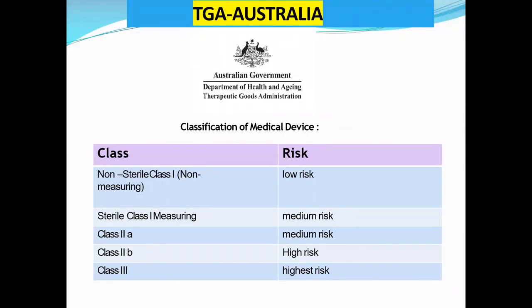Again, TGA Australia and Europe, if you have seen, the categories are more or less similar. The non-sterile, that is class 1, right? The sterile class 1, then again class 2A, 2B and class 3. If you see how they have classified risk-wise, class 1 non-sterile is low risk, class 1 sterile is medium risk, then class 2A, again medium risk, class 2B is high risk, and class 3 is the highest risk.